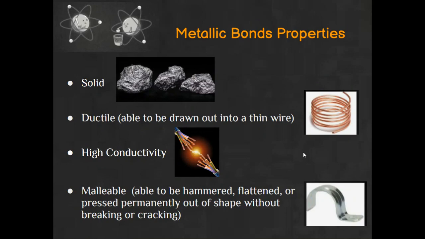Metallic bonds are solid. Think about gold and silver. Those are always solid. They're ductile, meaning they can be drawn out into a thin wire. They have very high conductivity. That's why we use copper inside of wires so the electricity can flow through it. It's easy for us to charge our phones. And then it's malleable, meaning it's able to be hammered, flattened, or pressed permanently out of shape without breaking or cracking.